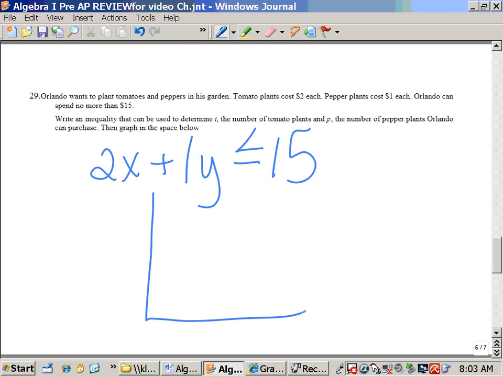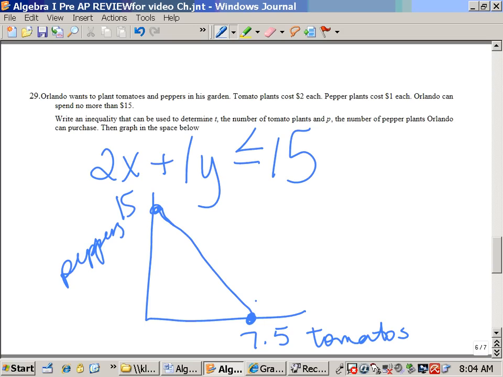Okay, now my x-intercept is going to be what? Cover up the 1y. 2 goes into 15. 7.5. And this is going to be tomatoes. My y-intercept is going to be peppers. How many peppers does it have? 15. Is it dotted or solid line? Solid line. And where do you shade? Underneath. The end.